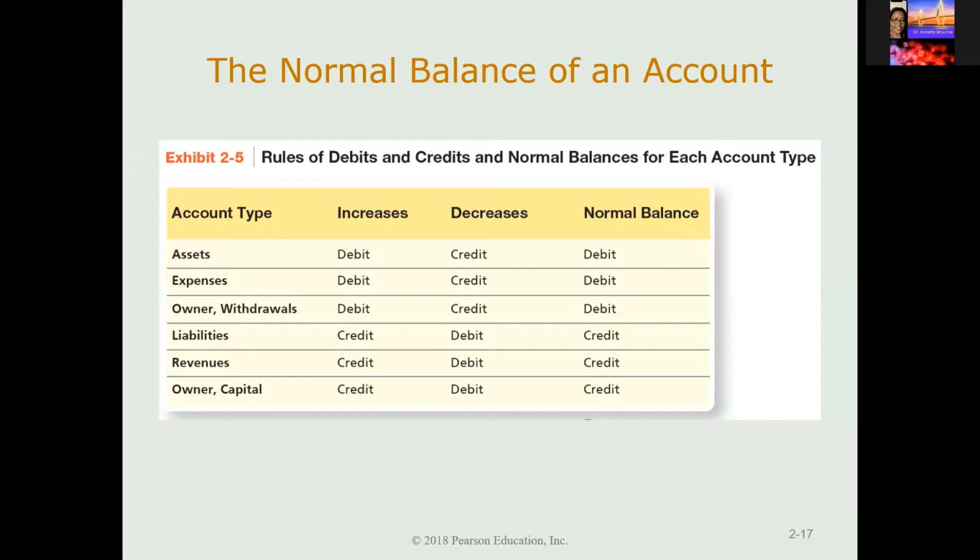An easy way to remember the rules of debits and credits is to memorize this helpful sentence. All elephants will love rowdy children. The first 3 words in the sentence will help you remember that assets, expenses, and withdrawals all have normal debit balance. The last 3 words in the sentence will remind you that liabilities, revenues, and capital all have normal credit balances.